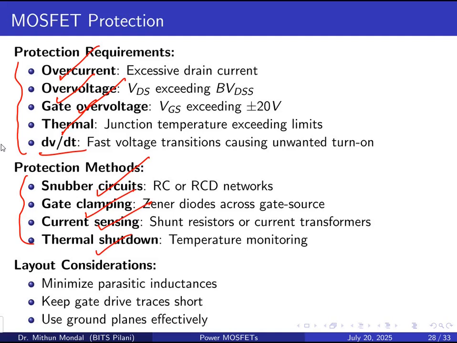The snubber circuit we will be discussing in detail in one of the lectures, and these are basically networks comprising an RC network, which are special circuits for the protection against dV by dt. Layout consideration, we have to minimize the parasitic inductances, keep the gate drive traces short, and use the ground plane effectively. So whenever we need to use the MOSFET, we need to have proper protection as well as layout consideration.